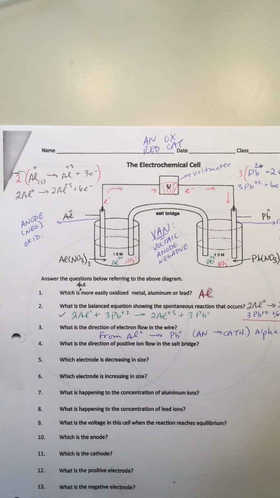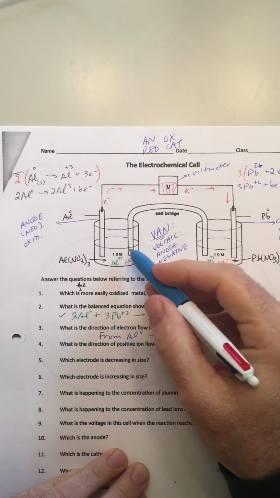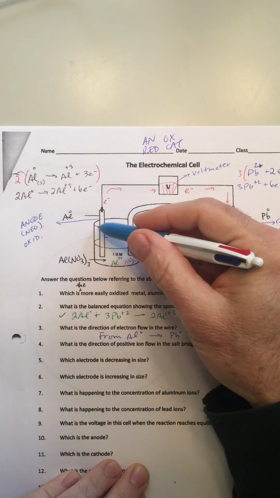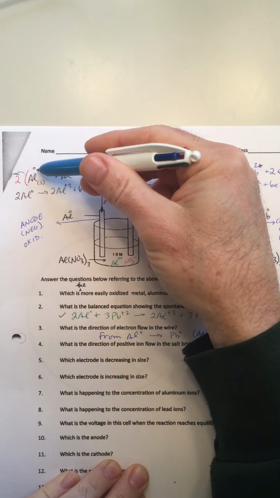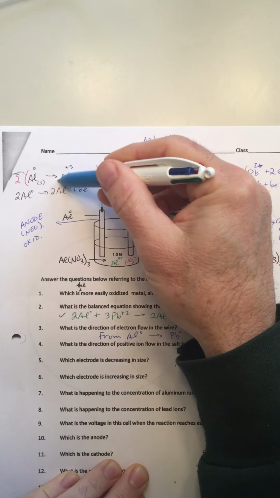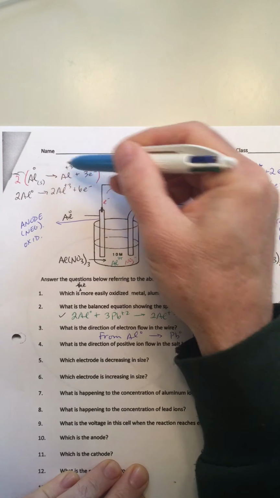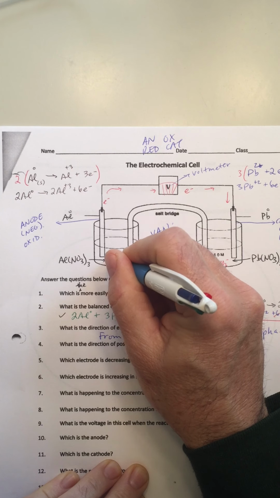Okay, another idea here we've got to have. So let's take a look at what's happening inside these solutions here. As the aluminum loses electrons, what happens? So here's the aluminum. It's losing electrons, and it's forming aluminum ions. So the concentration of this is going up, yes?